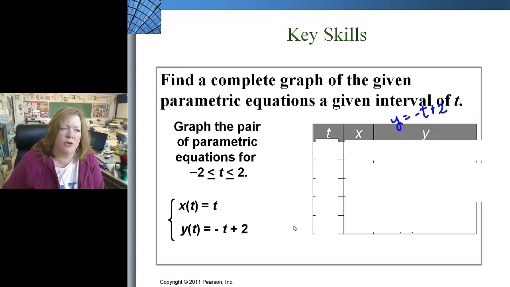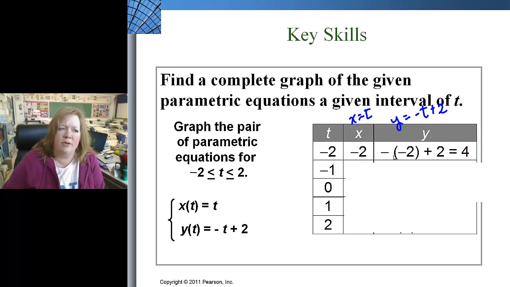So let's see how this works. Our t value, I'm just going to go by 1s: -2, -1, 0, 1, 2. Again, t is between -2 and 2, so when we're doing our table of values, you want to go from -2 to +2. The steps are up to you. It didn't say how close to make the steps, but we just went by 1s. So if t is -2, then x is -2, and y would be the opposite of t plus 2. So it's going to be the opposite of -2 plus 2, which is 4. So that gives us our y coordinate.